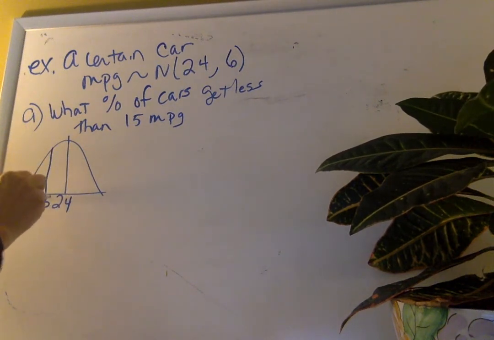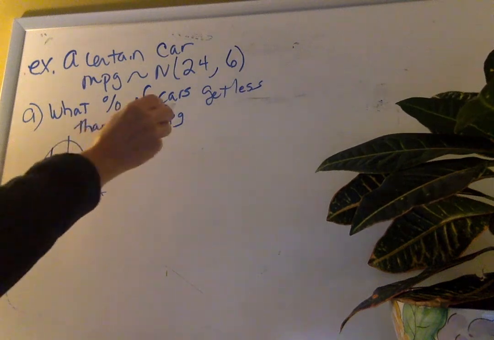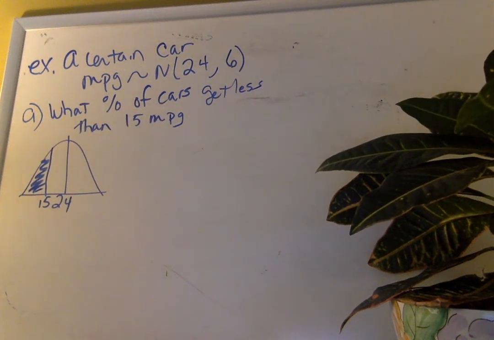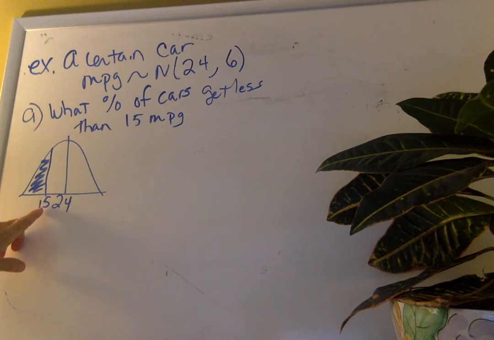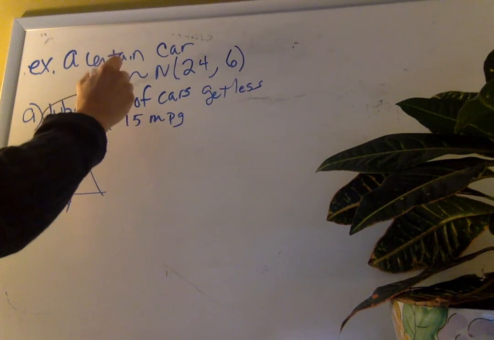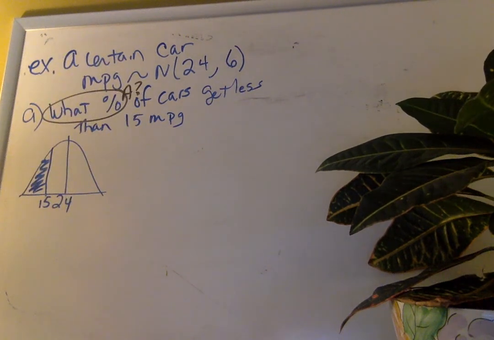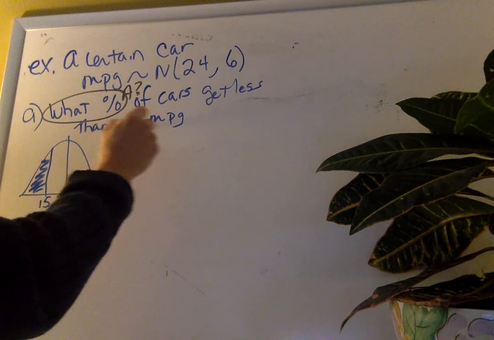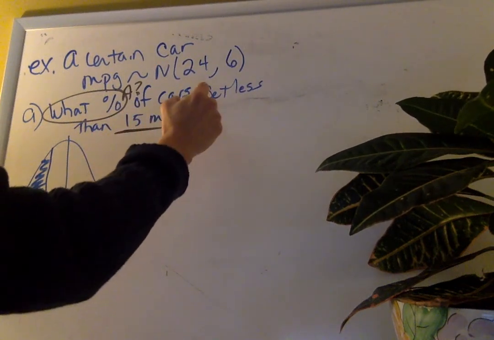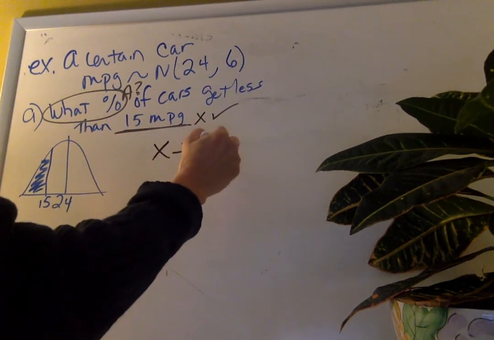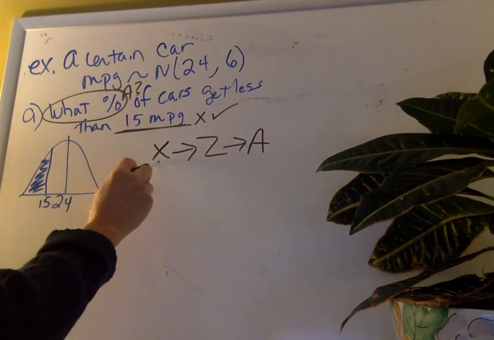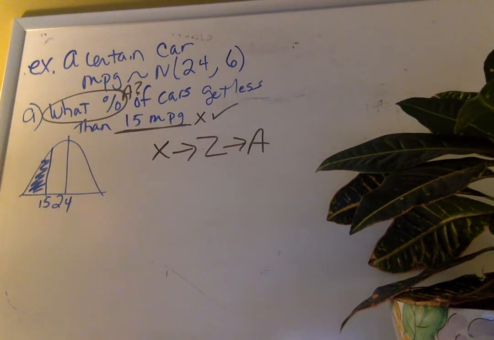15 would have to be down there somewhere, right? And this problem asked less. So there's the picture. What does this picture do for me? It does 2 things for me immediately before I ever go further. It tells me, well, let me back up for a second. See how it said what percent? It's actually asking you for the area. See how it gave you the 15 miles per gallon? It gave you the X value. So this is an example of X to Z to A. It gave me the X and it's asking for the area.